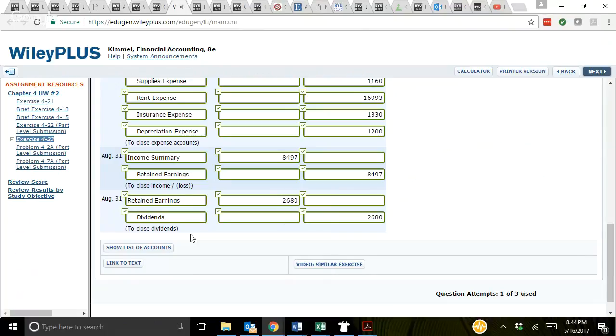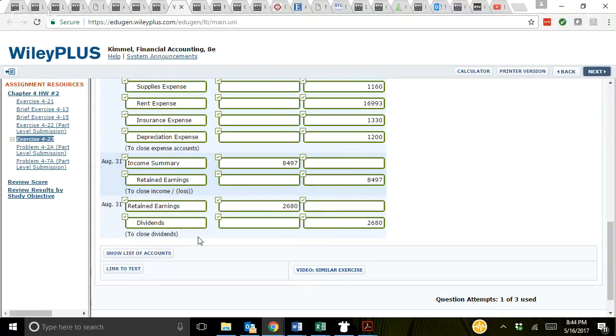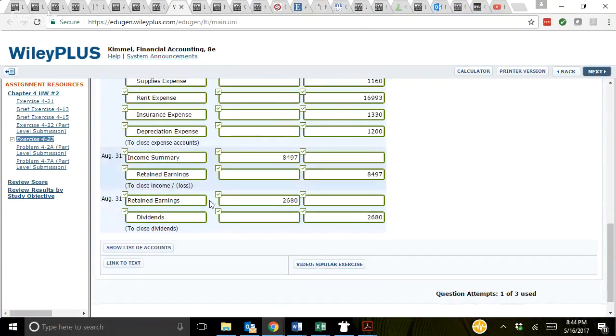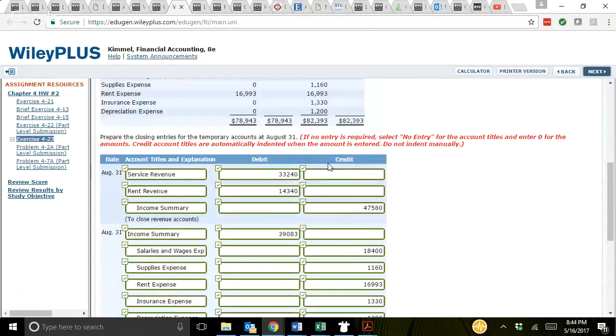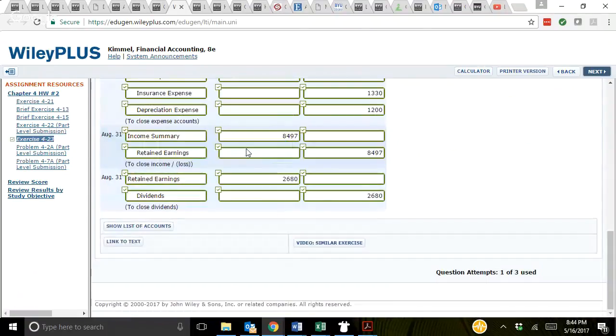From here, we might be asked to do another set of problems. We might be asked to take these numbers, retained earnings specifically. This might be how we're asked to calculate retained earnings as we go into an actual balance sheet.